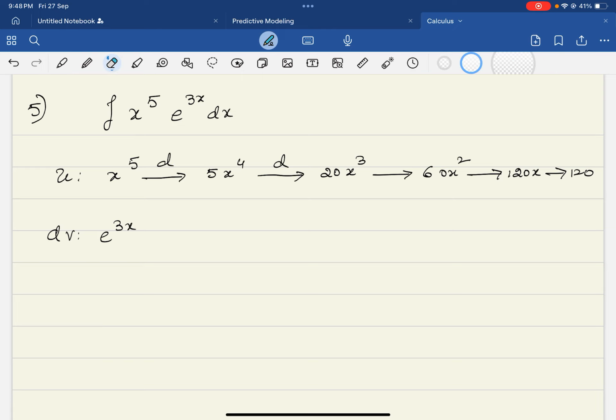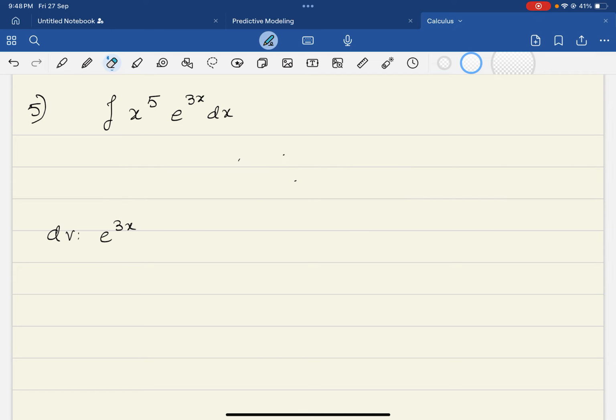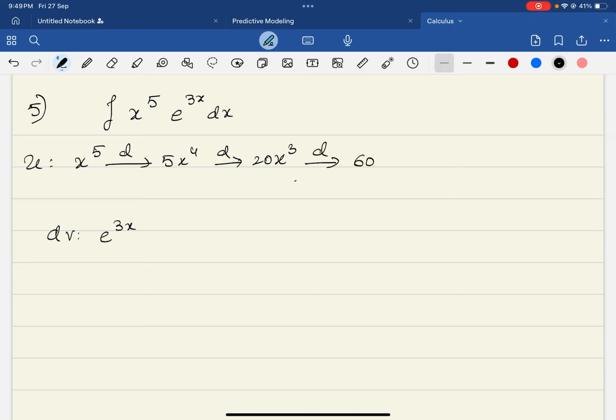Let me shorten this one, so that I can complete it in this one only. U is x power 5. Its derivative is 5x power 4. Its derivative is 20x cube. Its derivative is 60x square. Its derivative is 120x. Its derivative is 120 and its derivative is 0. Is that clear?